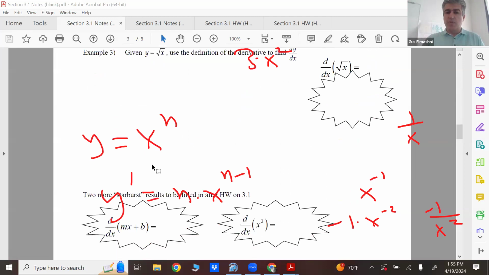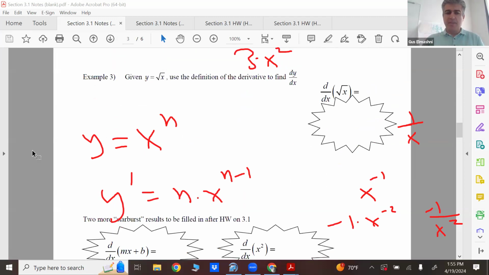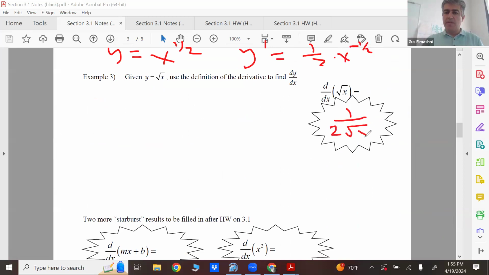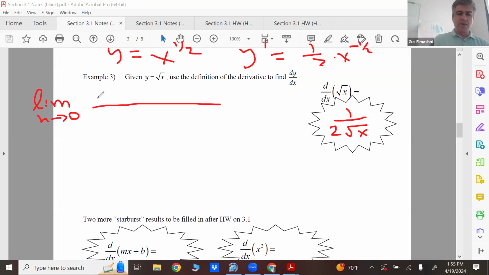Like root x, what's root x as an exponent? 1/2. So I expect this, right? x to the 1/2. Y equals that, then y prime is 1/2 times x to the negative half, or 1 over 2 root x. I expect that to happen. I'm still going to go through the motions and do it. So I'm going to do root.